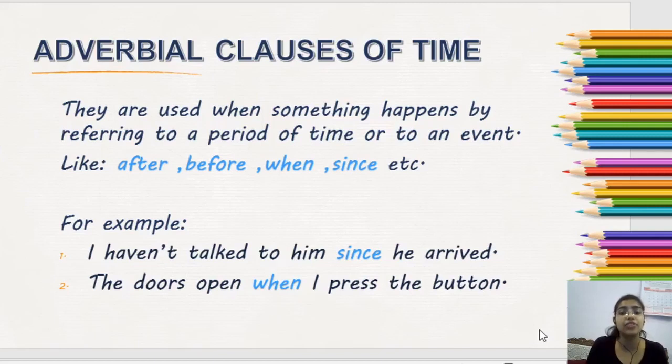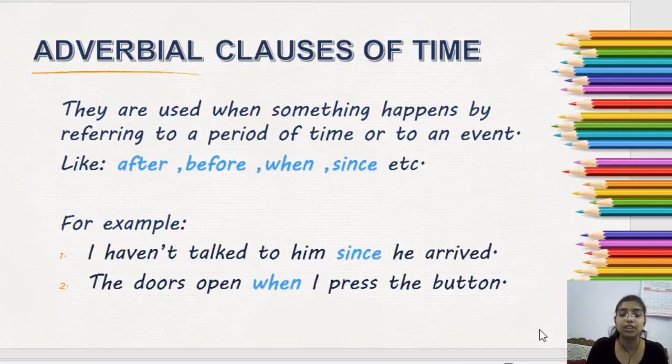Like, I haven't talked to him since he arrived. Since when? Since he arrived. Here we are talking about a period of time. The doors open when I press the button. When do the doors open? When I press the button.